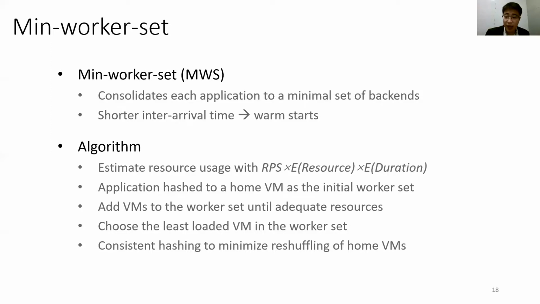It also hashes the application to a home VM as the initial worker set. And then the load balancer continues to add VMs to the worker set until getting adequate resources to satisfy the expected resource usage. Eventually, the load balancer chooses the least loaded VM in the worker set to allocate the invocation. Besides, we adopt consistent hashing to minimize reshuffling of home VMs upon VM eviction and redeployment that can lead to change of number of VMs in the system.